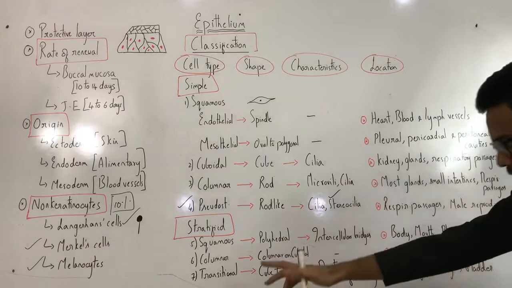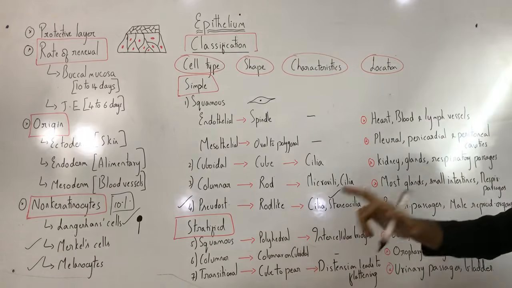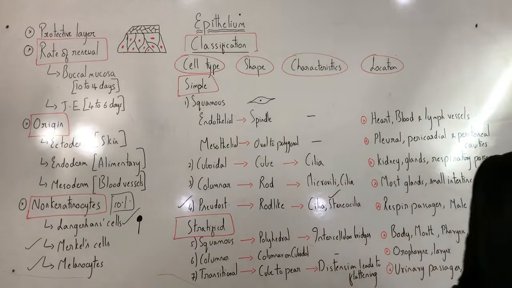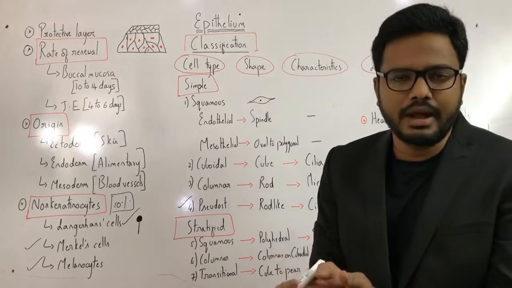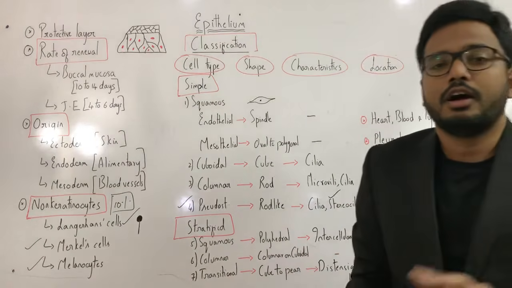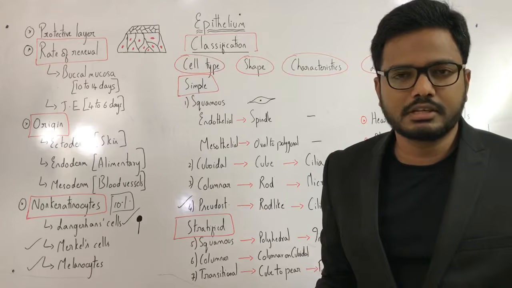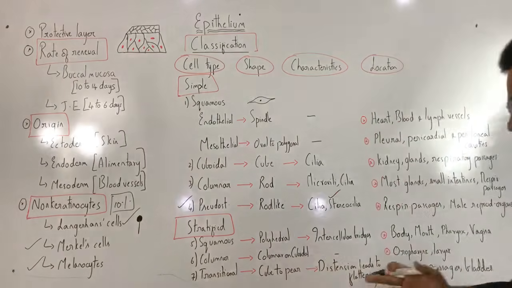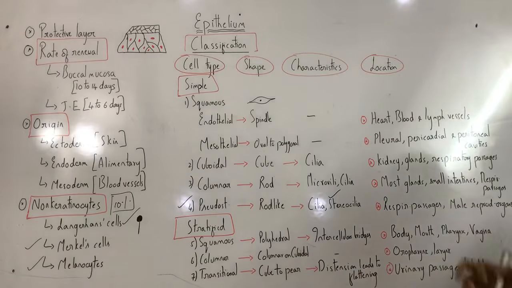And finally, transitional epithelium, cube to pear shape. There is distension leading to flattening. So whenever there is fluid accumulation, as in case of your bladder, because of distension, there can be flattening of cells. There is no metaplasia here. Please remember, there is no change in shape, but only distension causes flattening of cells. That's it. So distension leading to flattening.